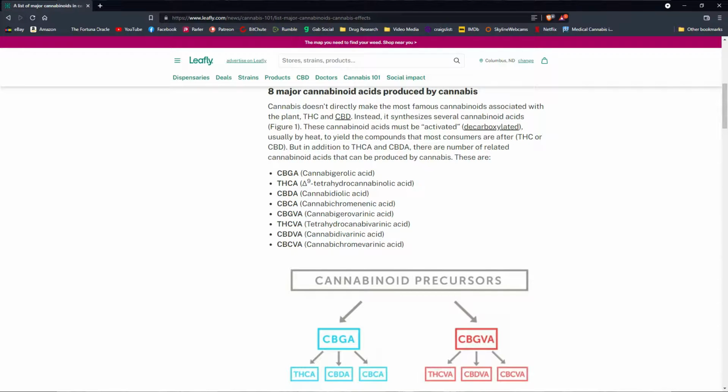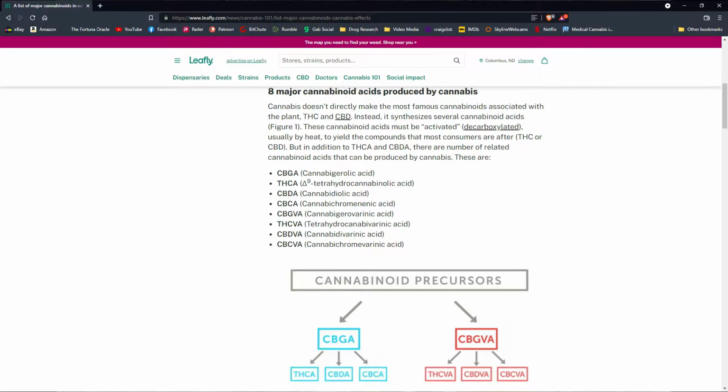Cannabis doesn't directly make the most famous of the cannabinoids, THC and CBD. Instead, it synthesizes several cannabinoid acids together to create the cannabinoids that we know. These cannabinoid acids have to be activated or decarboxylated to activate the compounds that we know as THC and CBD. That's usually done through heat, 240 degrees Fahrenheit.